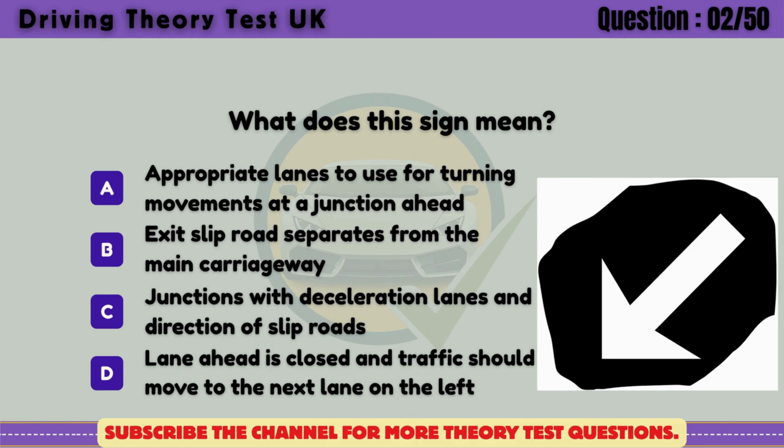Question 2. What does this sign mean? Option A. Appropriate lanes to use for turning movements at a junction ahead. B. Exit slip road separates from the main carriageway. C. Junctions with deceleration lanes and direction of slip roads. D. Lane ahead is closed and traffic should move to the next lane on the left.